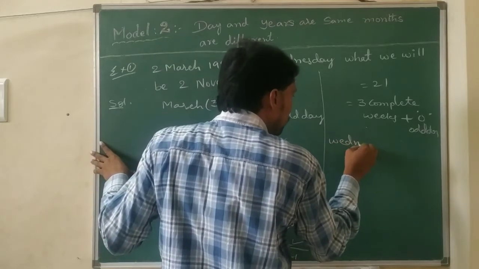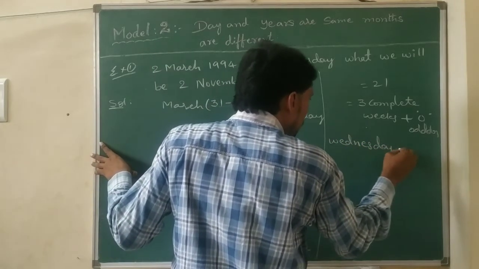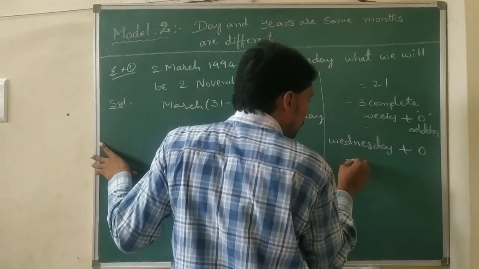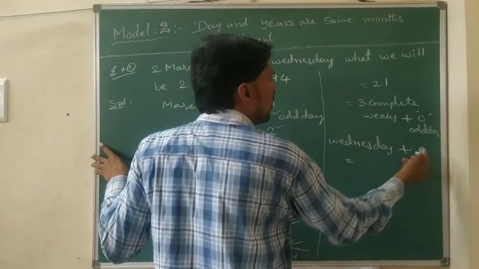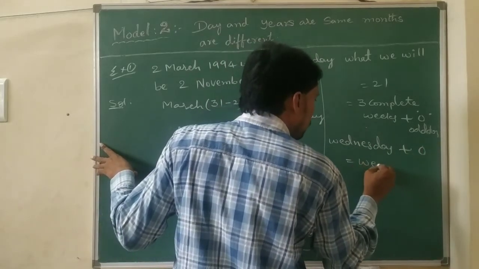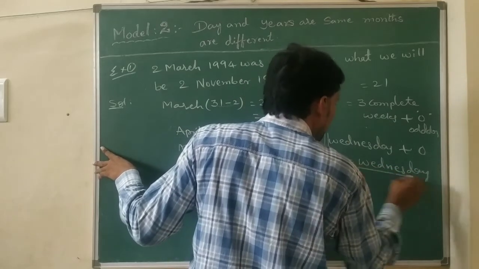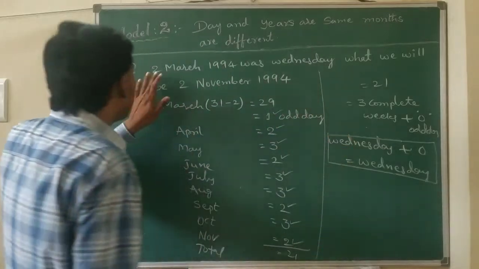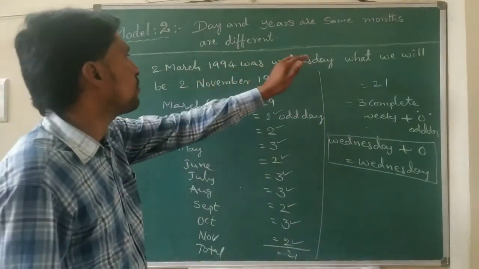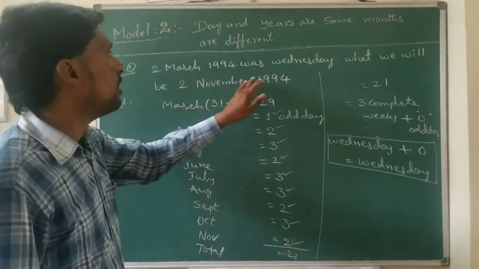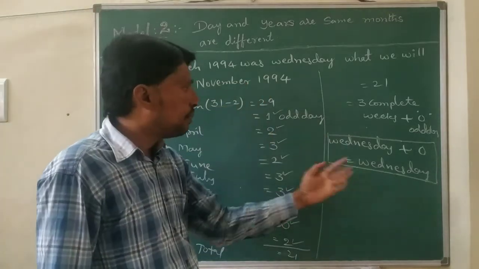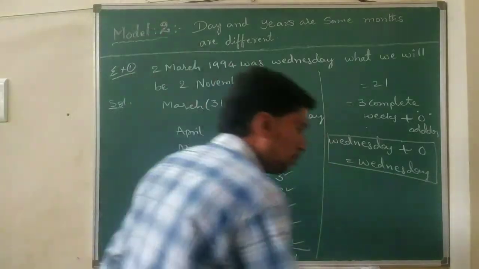So 2nd March 1994 was Wednesday, Wednesday plus 0 odd days. Wednesday plus 0 means we get the same day, Wednesday. So 2nd March 1994 was Wednesday means 2nd November 1994 is also the same day. Next, one more example.